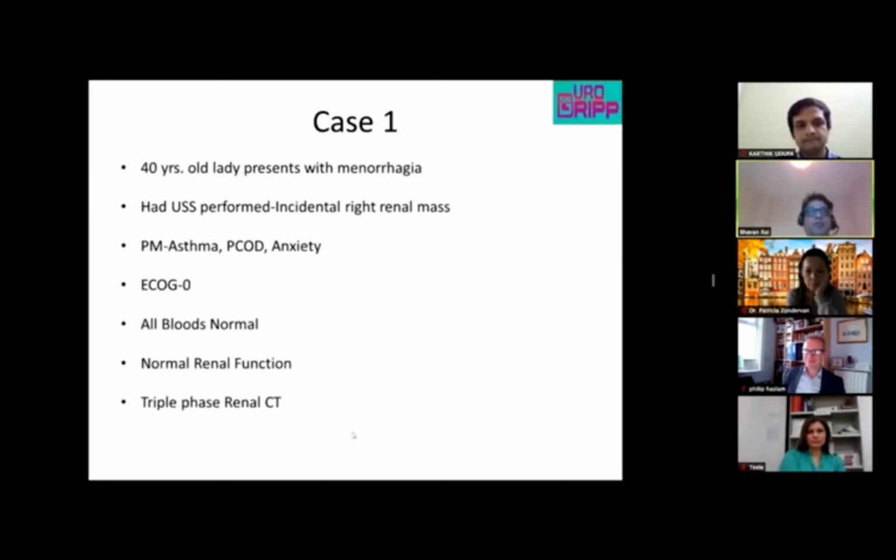So this is the first patient. This is a 40-year-old lady who presented with menorrhagia. She had an ultrasound performed, which showed an incidental right renal mass. She's otherwise a reasonably fit lady with a performance status of 0. Her remaining bloods were normal, and she had normal renal function. So she proceeded with a triple phase CT scan.